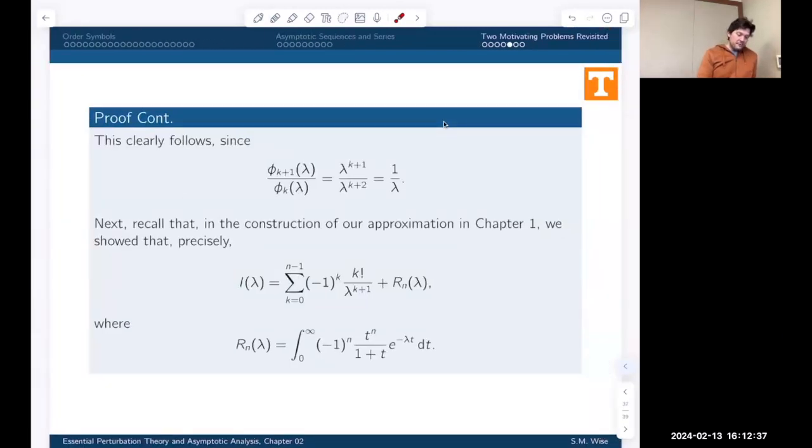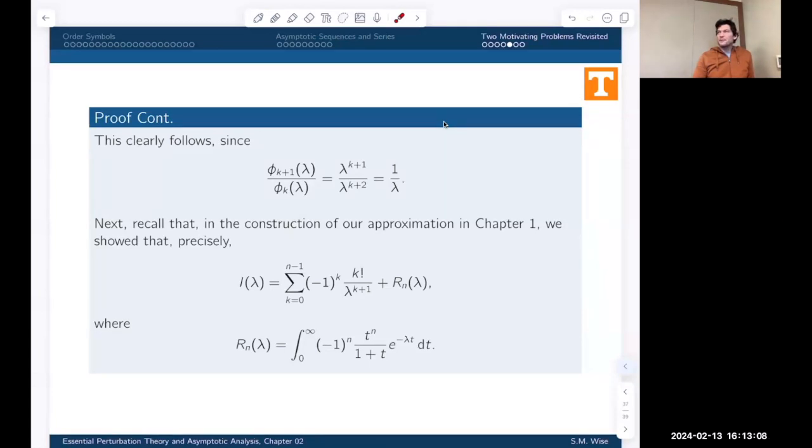Phi k plus 1 over phi k is just lambda to the k plus 1 over lambda to the k plus 2. And so canceling factors, we can cancel all but 1 here, gives us 1 over lambda. And as lambda goes to infinity, this tends to 0. So we have an asymptotic sequence. Now, that's the first step, showing that we have an asymptotic sequence.